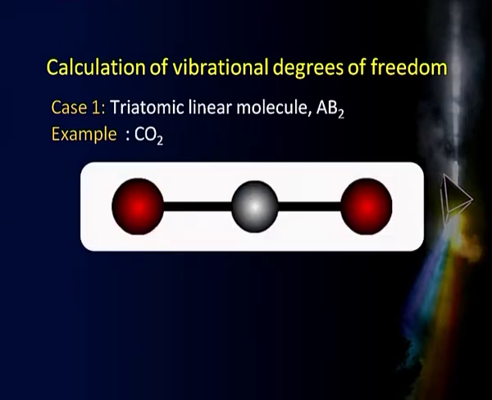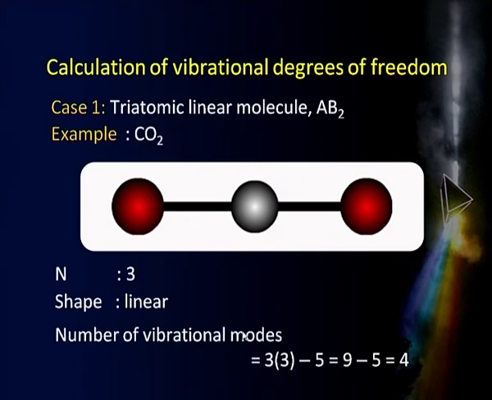Now, if you look at carbon dioxide molecule, this is my carbon atom, there are 2 oxygen atoms here. So, n is equal to 3, shape is linear. So, the number of vibrational degrees of freedom will be 3 into 3 minus 5, that is 9 minus 5, that gives me 4. So, carbon dioxide can have 4 vibrational modes.